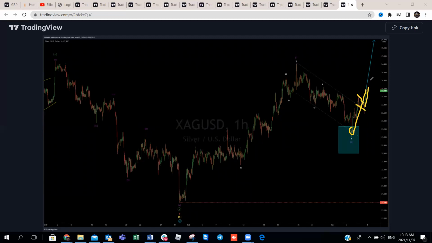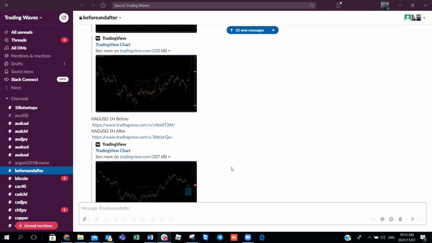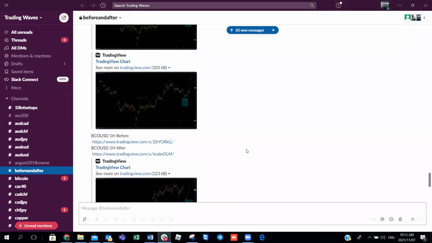Correction here, we still push to the upside. So even if you didn't get it from the blue box, the indicator would have told you to take it above the channel there. So that is what we have on silver, and that's how the market has played out in the last week. Now look at Brent crude oil.